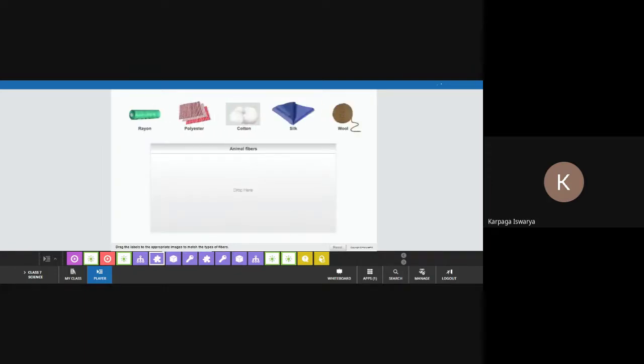Now, children, we have learned about so many types of fibers, isn't it? Now, tell me which are all the animal fibers. Can you tell me which are all the animal fibers from all these? Rayon, polyester, cotton, silk, and wool.